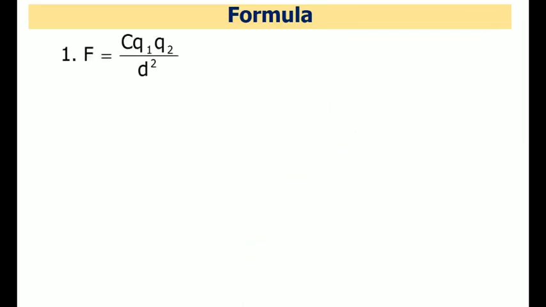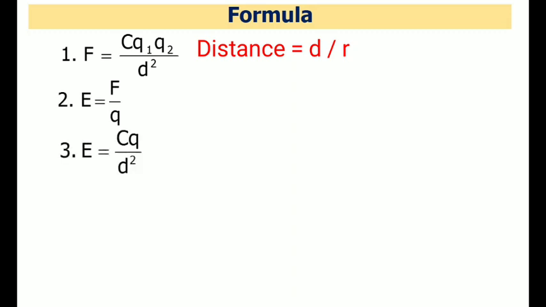Before that, let us see all the formulas on the topic of static electricity. The first formula is the Coulomb force, F equals C Q1 Q2 by D square. It is also known as electric force. The second formula, to calculate the electric intensity, is E equals F by Q. There is another formula to calculate electric intensity, which is E equals C Q by D square.